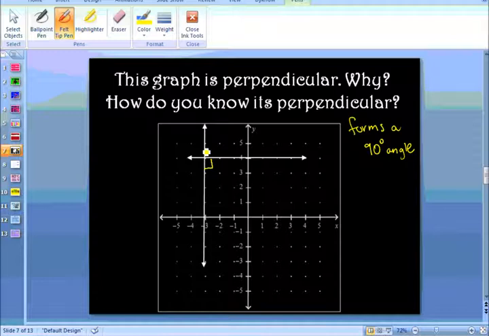How would we prove that here? I have a horizontal line and a vertical line. My slope on the horizontal line is going to be a 0 slope, and my vertical line is going to be an undefined slope. This one's really pretty easy. If you have a vertical line and a horizontal line, they're going to form a 90-degree angle. They're going to run opposite of each other.